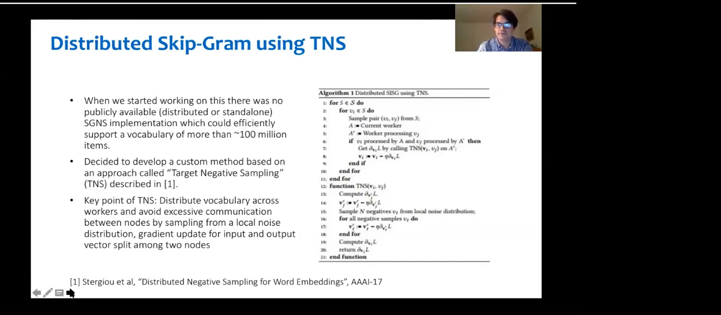So the algorithm is presented here on the right-hand side. Basically, every worker samples pairs of tokens from sequences according to the standard ways. And then if the individual words in the pair are managed by different workers, we have a remote procedure call. The key point of target negative sampling is that it's implemented in such a way that there's actually just one call for every sample, which is processed by two different workers. For more details, please refer to our paper and the paper we reference.